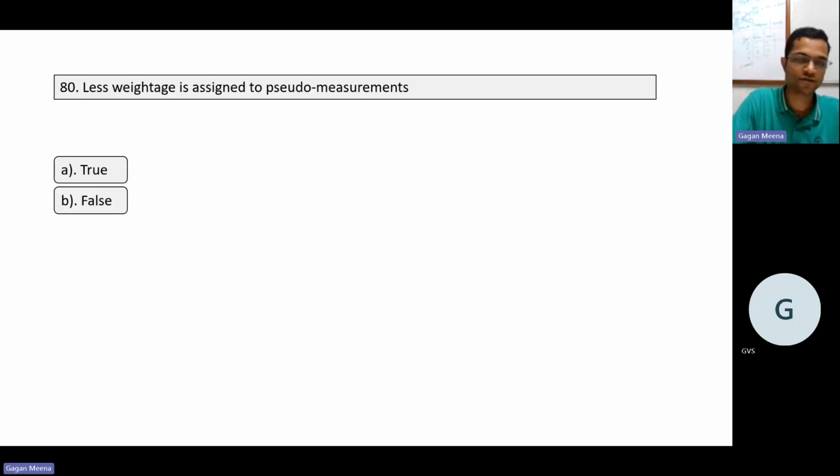Is less weightage assigned to pseudo measurements? Yes, because these are not actual measurements, these are synthetic measurements. And we don't know how accurate these are. We are just using them to make the system observable and then calculate.